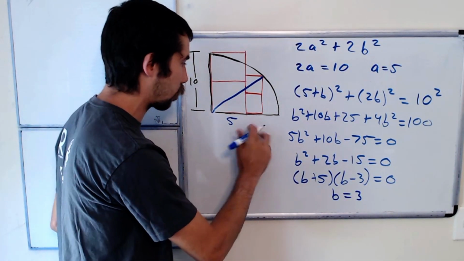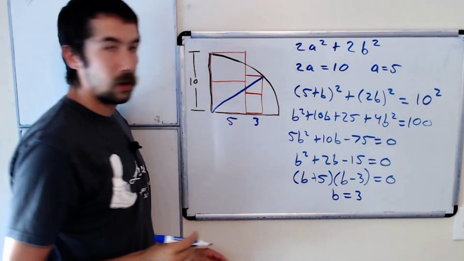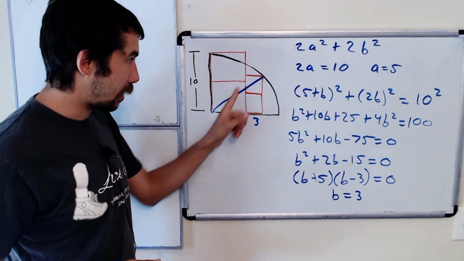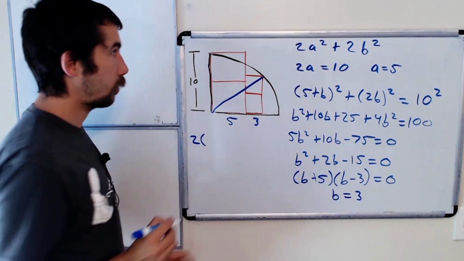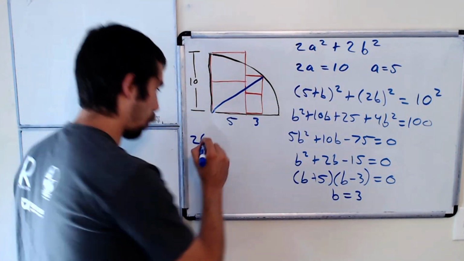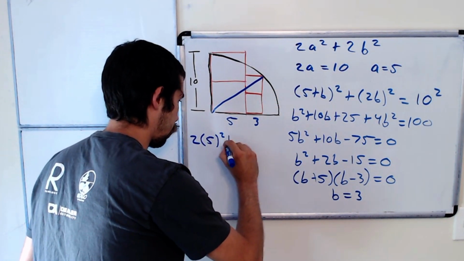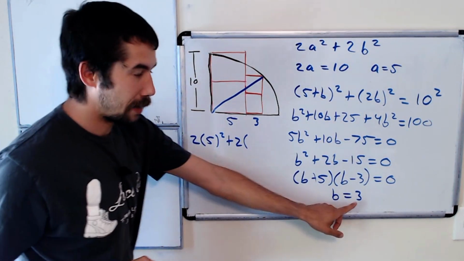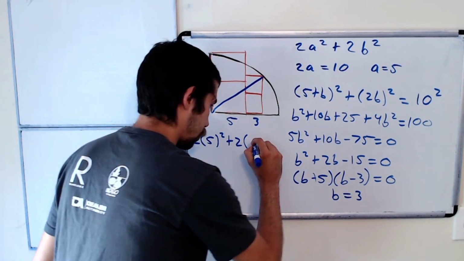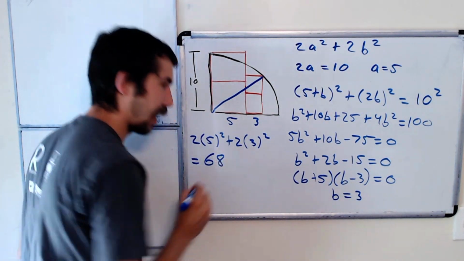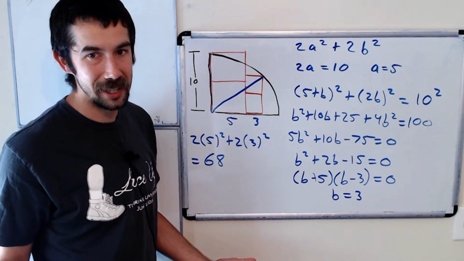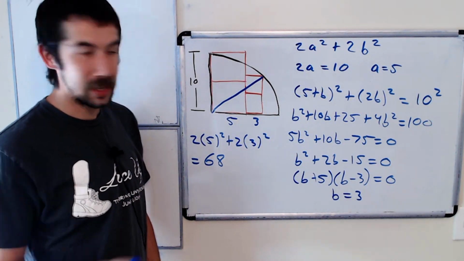Okay, and so now to answer the question, what is the area inside of these red squares? It's 2 times 5 squared plus 2 times 3 squared, which is equal to 68. Almost nice.